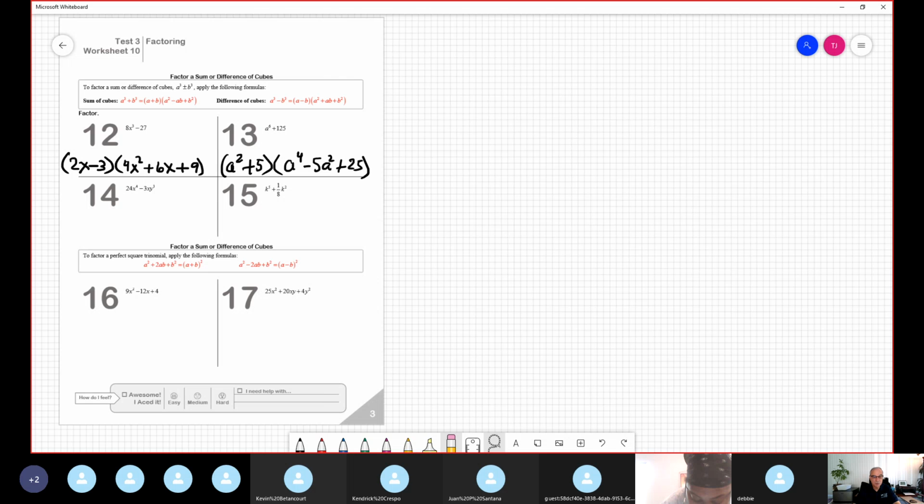Let's move on to 14. 14 is also a binomial. It's 24x to the 4th power minus 3xy cubed. Okay, remember as always, GCF. Well, the GCF of the numerical part, 24 and 3, is obviously 3. And in the variable part, you have x to the 4th power and x to the 1. You always take the smallest.